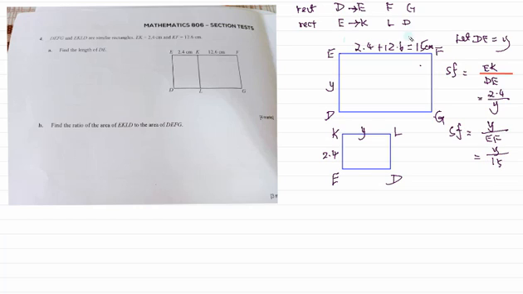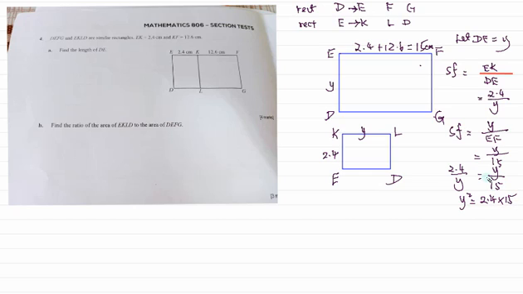Now, these two rectangles are similar, so their scale factors are the same when you compare the corresponding lengths. Therefore, this scale factor and this scale factor are the same. In other words, we take this scale factor 2.4 over Y, and it must be equal to this scale factor, Y over 15. Okay, now let's cross multiply. Y times Y becomes Y square. Then 2.4 times 15.